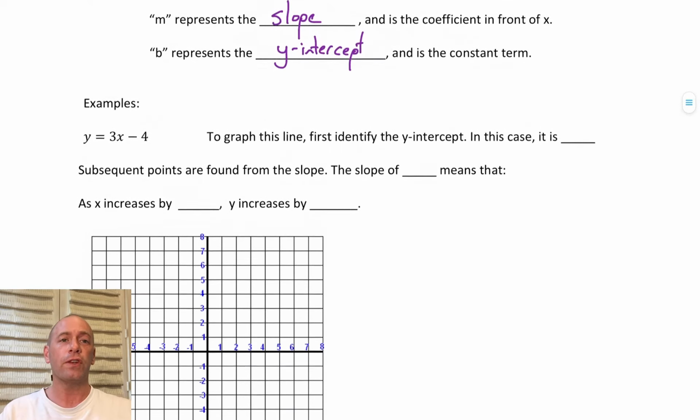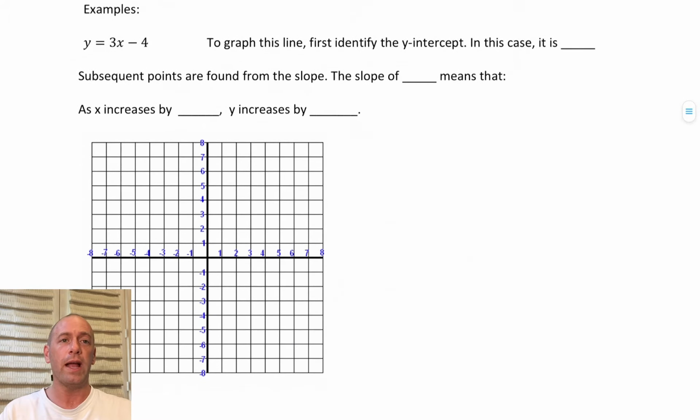So in this first example, I've got y equals 3x minus 4. If I want to graph this using the shortcut, we quickly pick off the y-intercept. In this case, it would be -4. So I can plot that. I know it crosses the y-axis at -4.